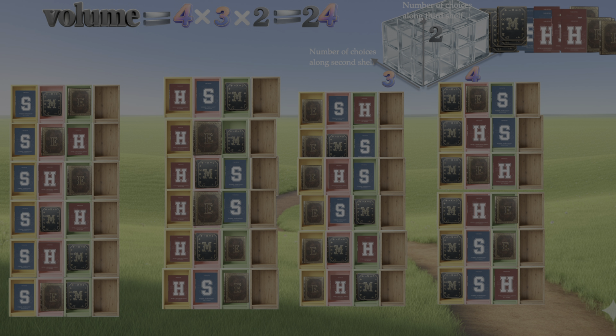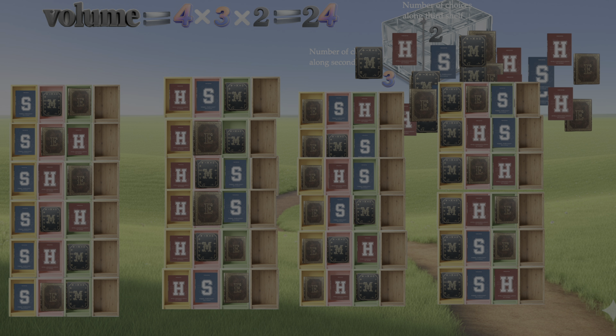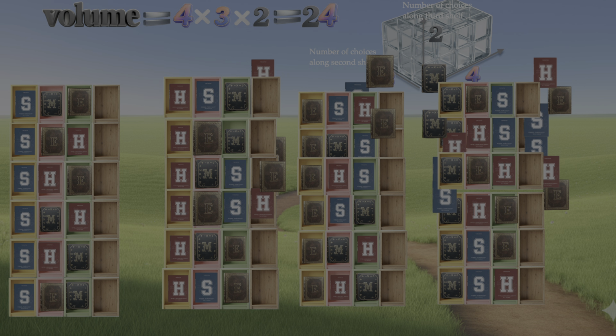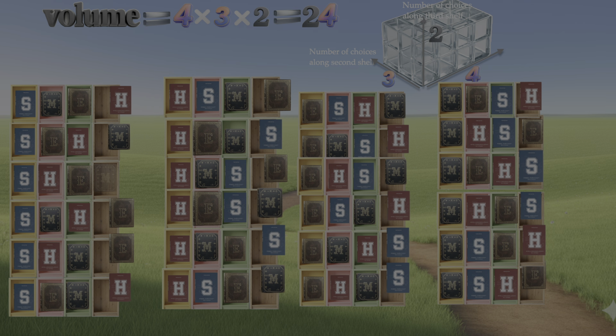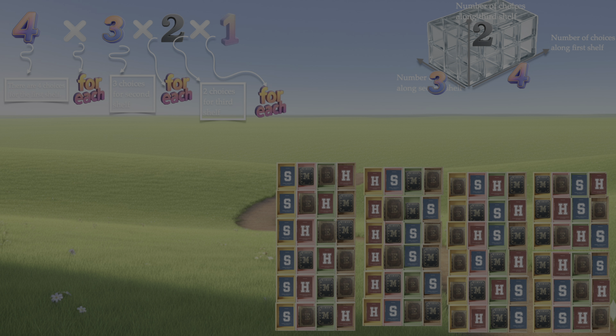Finally, we come to the last shelf, which has only one choice of book available. This is because all other books have already been placed in the previous shelves, leaving only one book to be placed on the final shelf. Start with 4 choices for the first shelf. For each, there are 3 choices for the second. For each of those, 2 choices for the third, and finally only one for the fourth, giving 4 times 3 times 2 times 1, equal to 4 factorial.